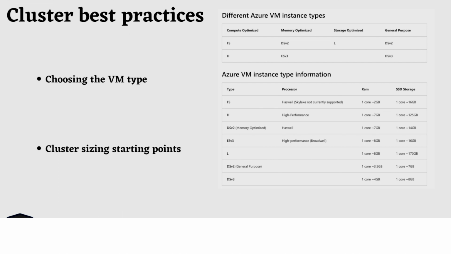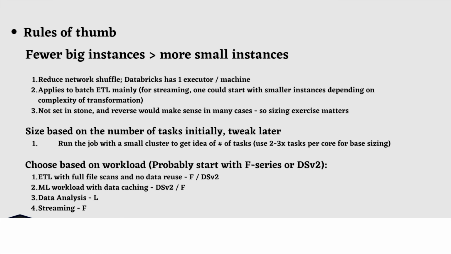Now, another big question comes when you have to choose the VM type. So we have different Azure VM instances. As you can see on your screen, we have different Azure VM instance types. We have compute optimized, memory optimized, etc. Also, we have different kinds of Azure VM instance type information as well. For example, if I have a compute optimized FS, then how much RAM or how much SSD I can get. So you have to always keep in mind which one to choose while configuring your cluster.